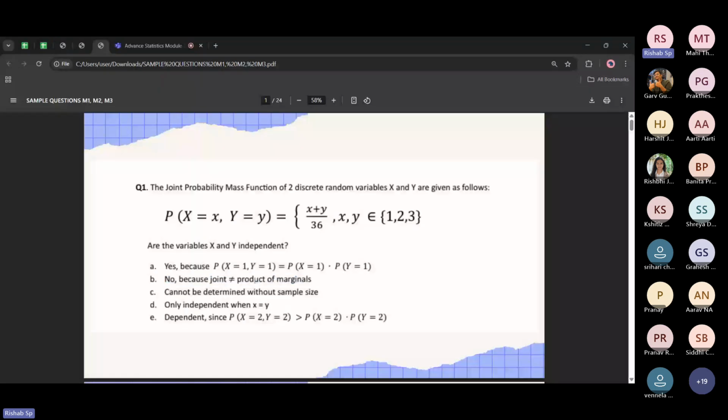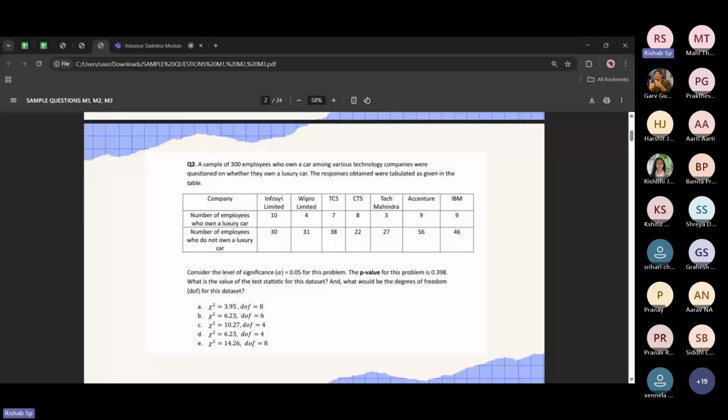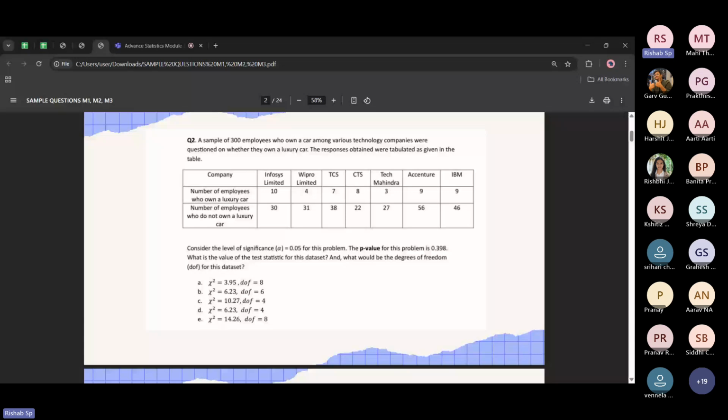This is a question from module 1, independence test. We have a sample of 300 employees who own a car among various technology companies, surveyed on whether they own a car. The response they obtained is as follows. The p-value of this problem is 0.398. Okay, fine.